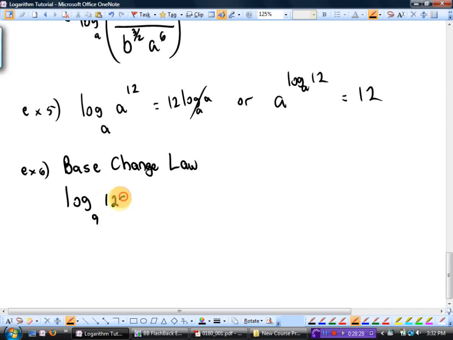125 all over the log base 9 of 5. How many of you glance at that and know right now the answer is 3?